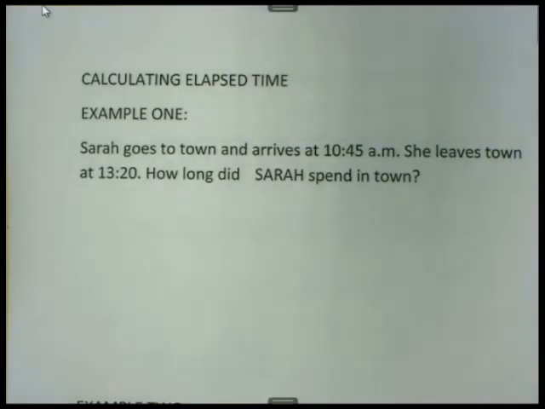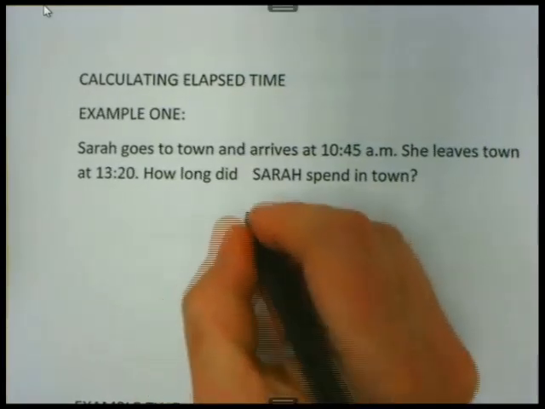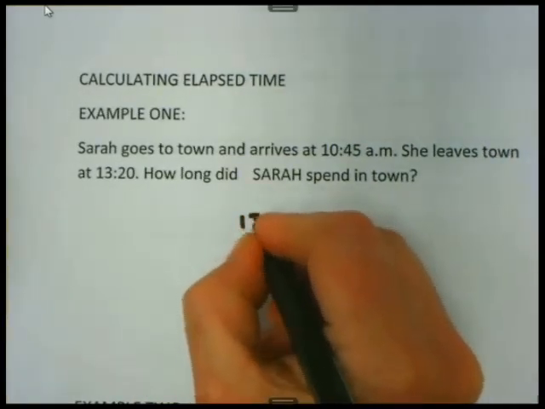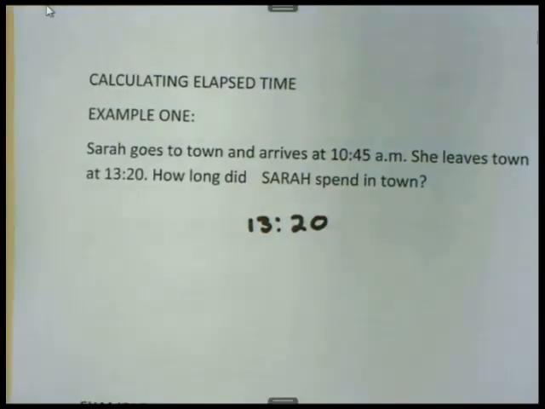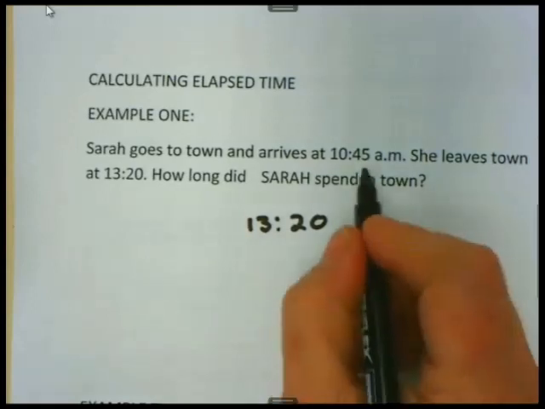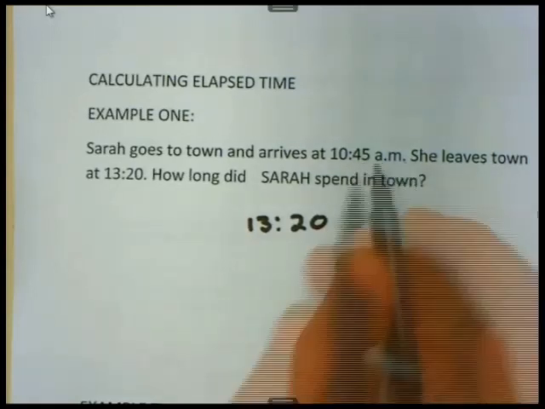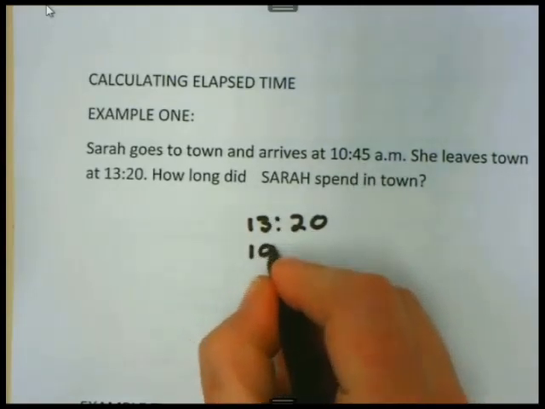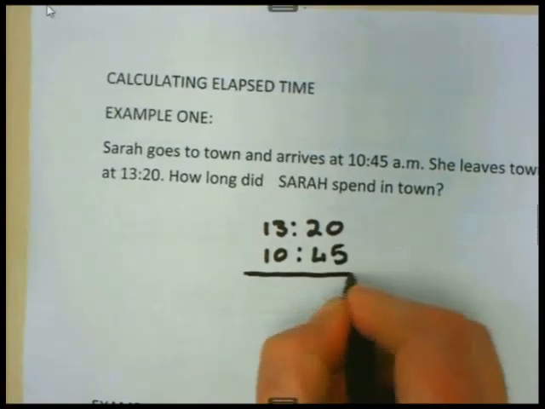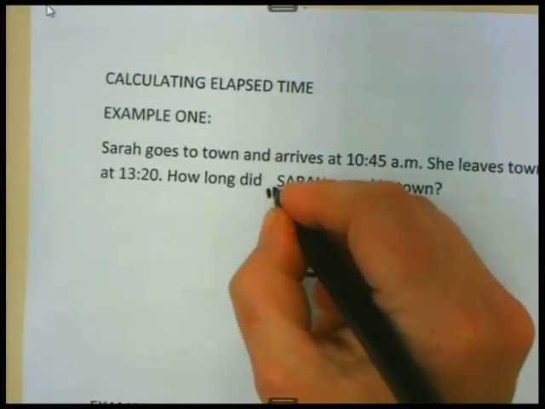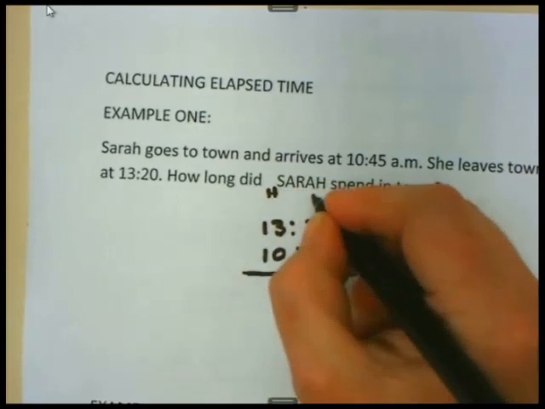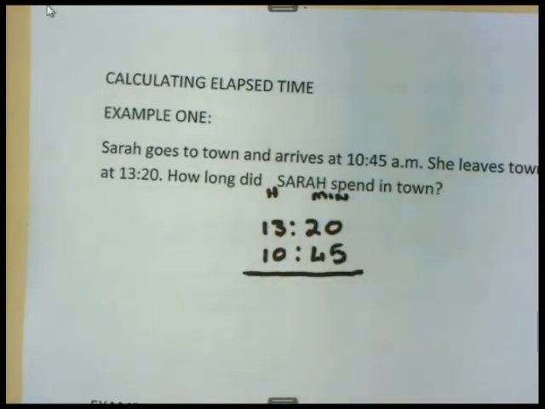What we do is we write down the later time. The later time in this case is 20 minutes past 1. And then we subtract from it the earlier time, which in this case is 10:45 a.m. So 10:45 in the morning. Here I now have my hours and here I have my minutes.